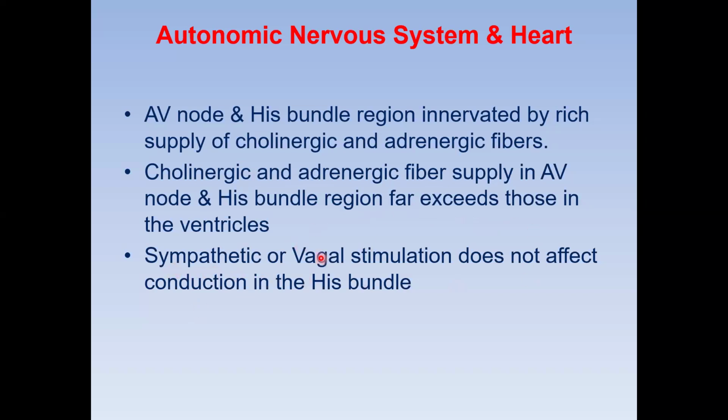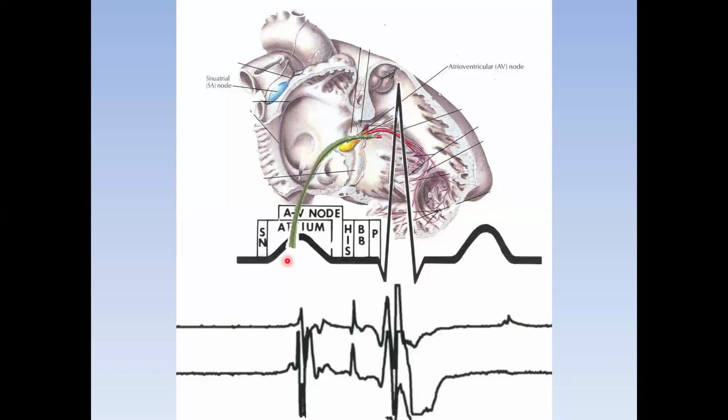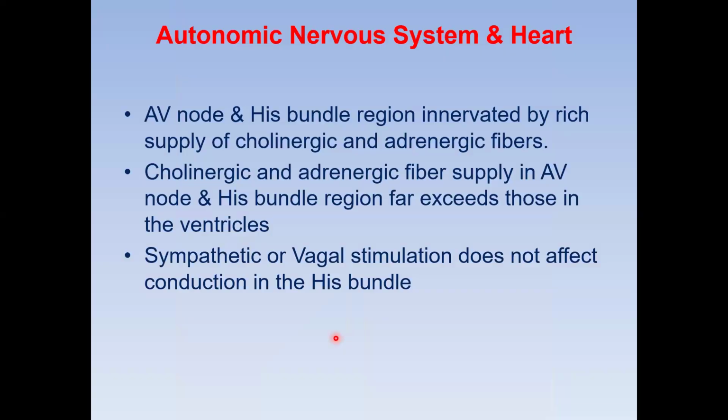His bundle is fairly immune to stimulation of the vagal nerve. That means if I do vagal nerve stimulation, or give an anticholinergic drug, the HV interval will not change. So if I give this patient atropine, this will get short, but this will not change, because there is not much effect of sympathetic and vagal stimulation on the His bundle conduction.